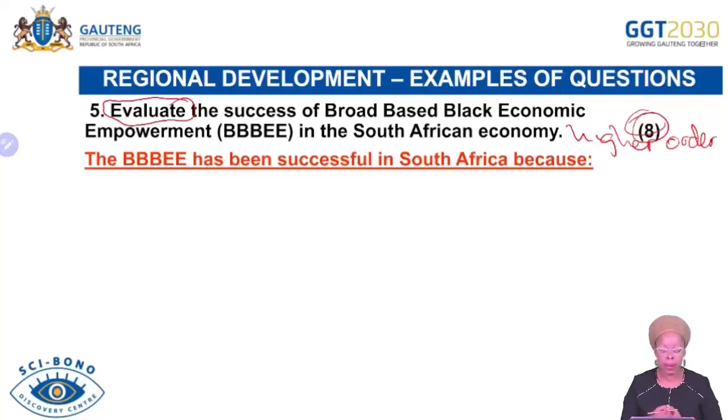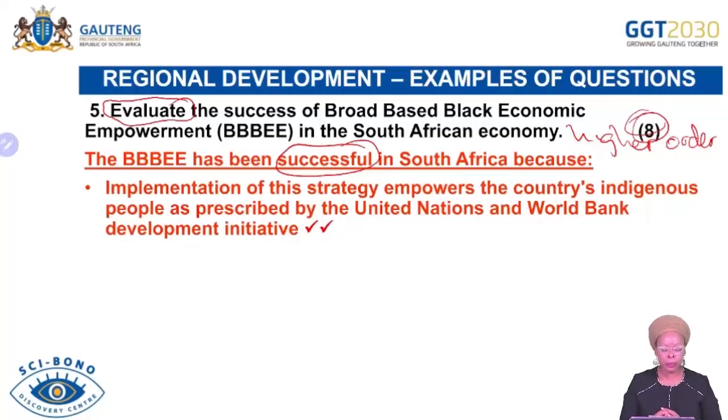Let's evaluate this particular policy. Let's start first with the successes. It has succeeded by implementing this strategy, which empowers the country's indigenous people as prescribed by the UN and the World Bank Development Initiative. So this is a prescription to us as a country to make sure that the indigenous people of the country are empowered. So South Africa, through the BBBEE, is able to make sure that the indigenous people of this particular country are empowered. It is successful in doing that.